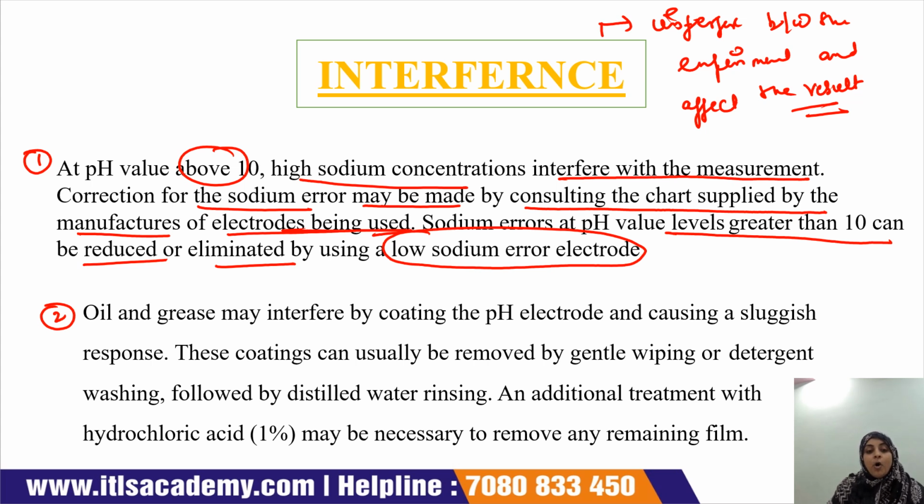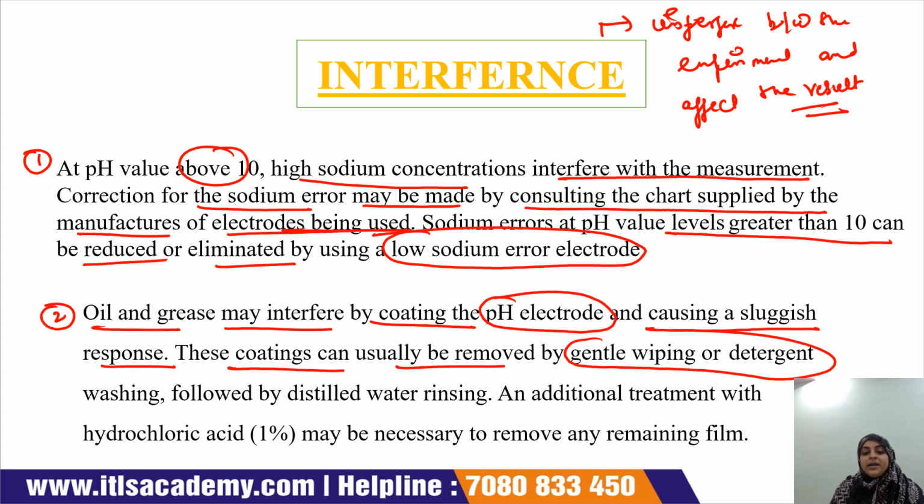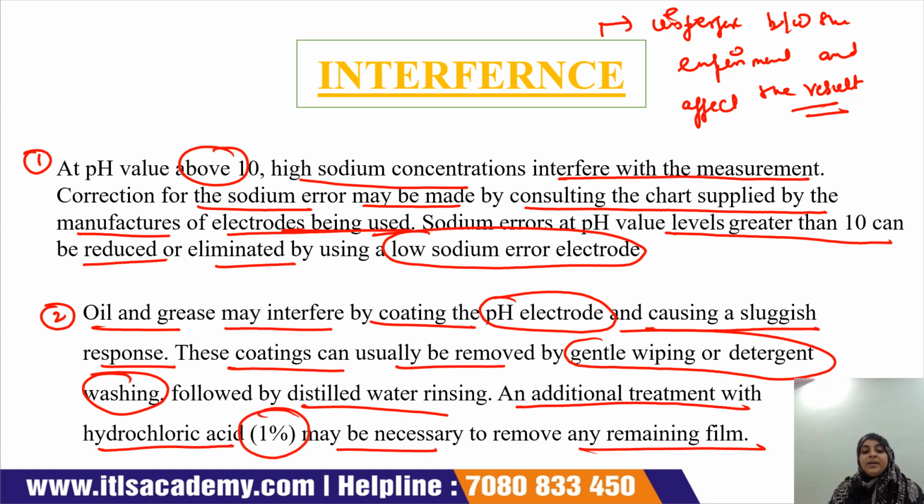Now the next interference is that oil and grease may interfere by coating the pH electrode. Maybe the electrode is coated with oil or grease, or you take a measurement of some oily sample and didn't clean it, and that coating will affect the pH electrode and cause a sluggish response. This coating can usually be removed by gently wiping or detergent washing, followed by distilled water rinsing. Additional treatment with 1% hydrochloric acid may be necessary to remove the remaining film.